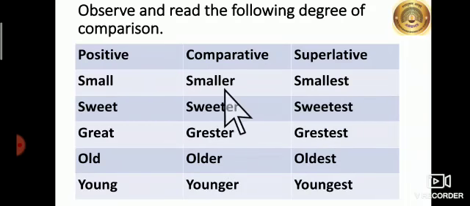Small has become smaller by adding ER in the comparative, and smaller has become smallest by adding EST to make the superlative degree. Same with sweet, which has become sweeter by adding ER and sweetest by adding EST to make the highest degree of superlative. Great, greater, greatest. Old, older, oldest. Young, younger, youngest.